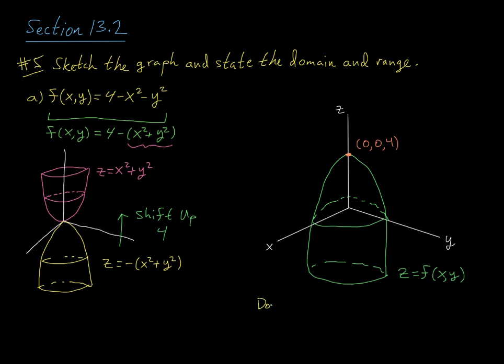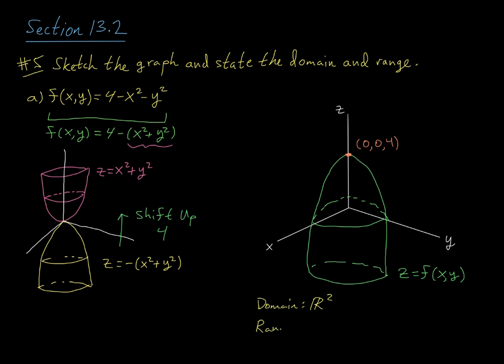As far as the domain is concerned, are there any restrictions required here? Any potential sort of badness that can happen? The answer is no. Any x or y you feed this thing, you're going to get a nice, well-defined output. So here the domain is just all of R2.